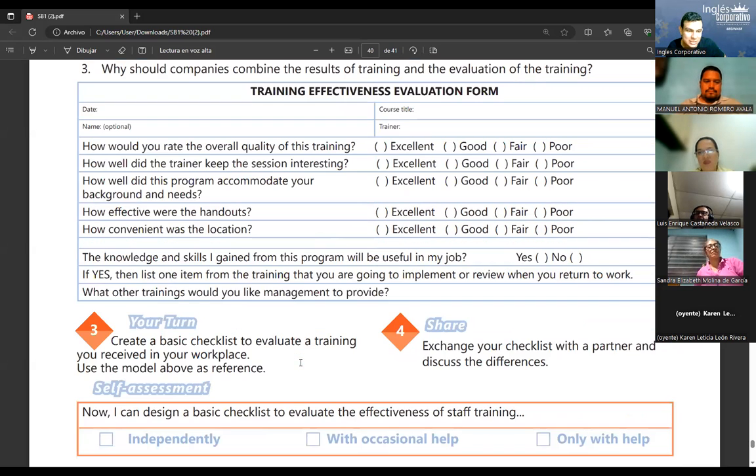the exercise three says create a basic checklist to evaluate training you receive in your workplace. Use the model above as a reference. Entonces tienen que crear su checklist, okay, relacionado a algún training. All right. So no sé si nos ayuda el grupo. Veamos. Si nos ayuda el grupo de Miss Concepción para revisar el checklist que realizaron.